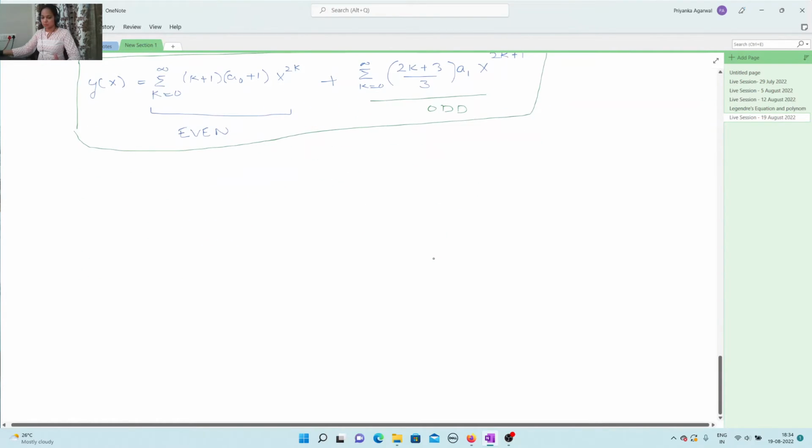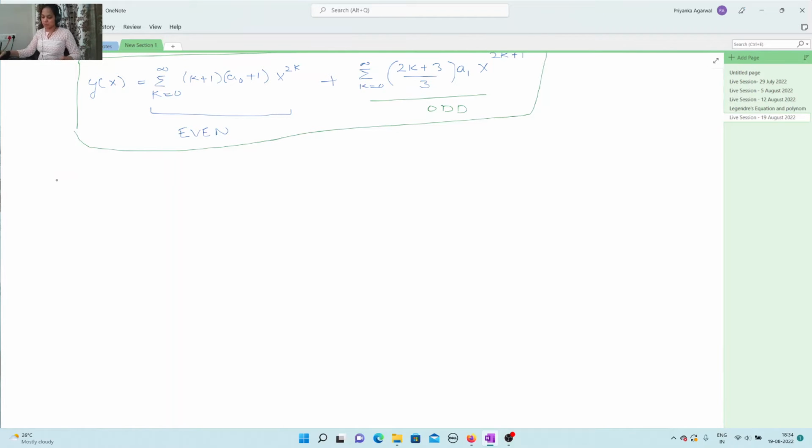Okay. So next I thought to tell you for an nth order homogeneous linear differential equation how we classify ordinary, regular and singular points. So let us consider an nth order homogeneous linear differential equation.